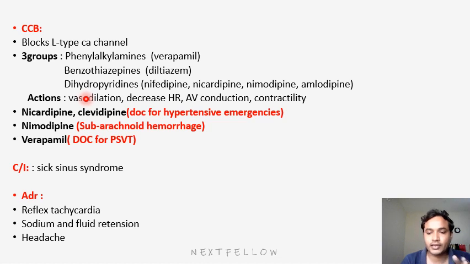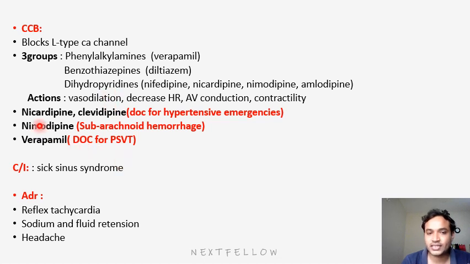Here the main drugs are nicardipine and clevidipine. Clevidipine is a recently developed drug; nicardipine is an old drug. It is the main drug of choice for hypertensive emergencies. Now clevidipine is recently FDA approved for hypertensive emergencies. If they ask which group clevidipine belongs to, it is a CCB, obviously used for hypertensive emergency. It also belongs to the dihydropyridine group.